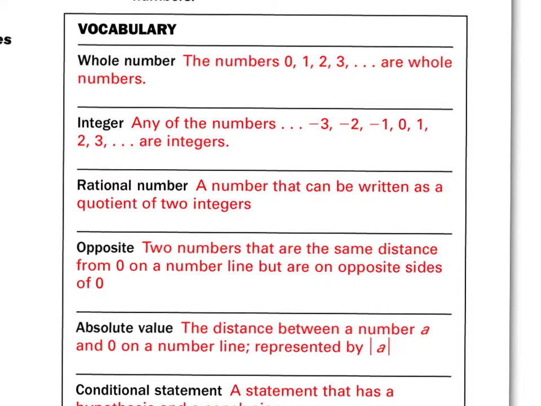Absolute value refers to the distance between a number A and 0 on a number line. We represent absolute value with two lines surrounding a number, a variable, etc. The important thing to remember about absolute value is that regardless of the sign inside the absolute value symbols, it's going to be positive.